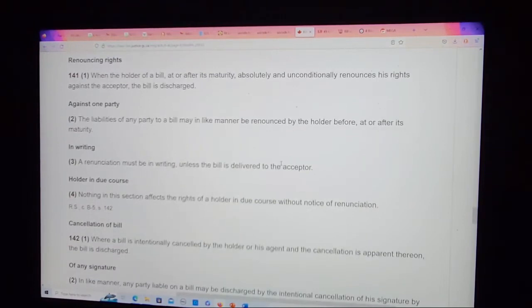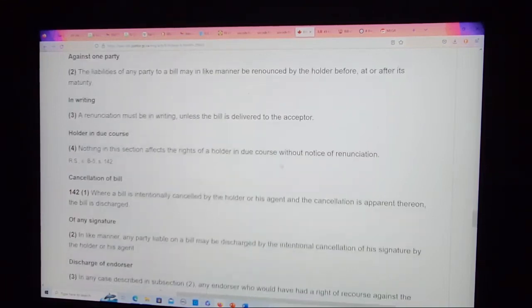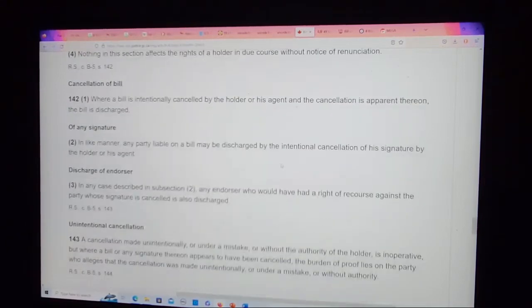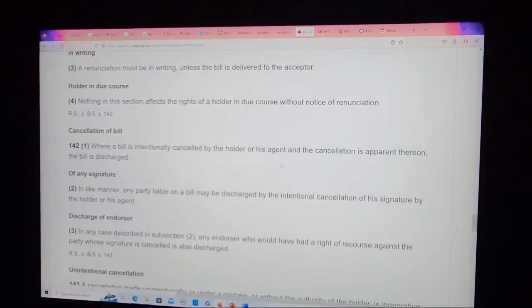Renouncing rights. 141. 1. When the holder of a bill at or after its maturity absolutely and unconditionally renounces his rights against the acceptor, the bill is discharged. Against one party. 2. The liabilities of any party to a bill may in like manner be renounced by the holder before, at, or after its maturity. In writing. 3. A renunciation must be in writing unless the bill is delivered to the acceptor. Holder in due course. 4. Nothing in this section affects the rights of a holder in due course without notice of renunciation.